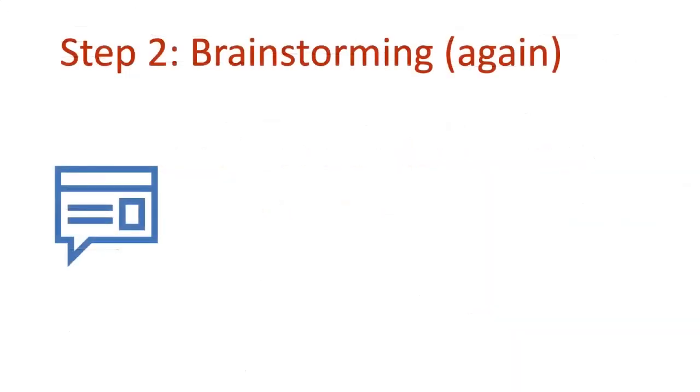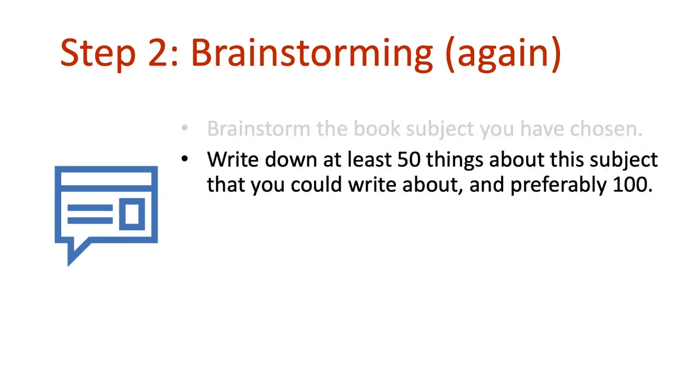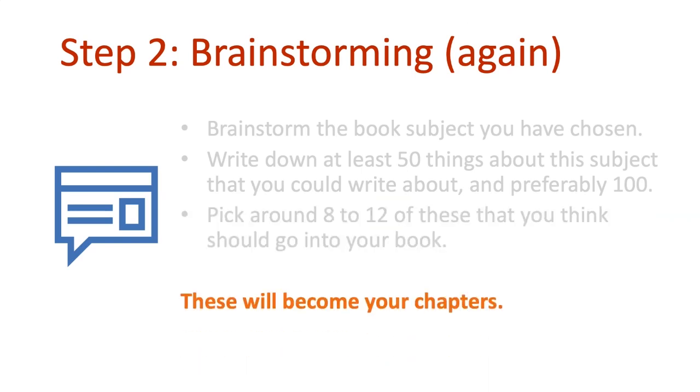Now, the next step is brainstorming again. So we've chosen the subject and you have to brainstorm again. So again, 50, 60, 70, 80 things you should be able to come up with about that topic. If you can't come up with lots and lots of subtopics on your main topic, again, you've got to start thinking about whether you've chosen the right topic. And then again, pick around 8 to 12 of these that you think should go into your book. Now, someone mentioned getting feedback before. This might be the stage to start showing it to a few people, saying, hey, I've come up with this plan for my book. What do you reckon? These will become your chapters.